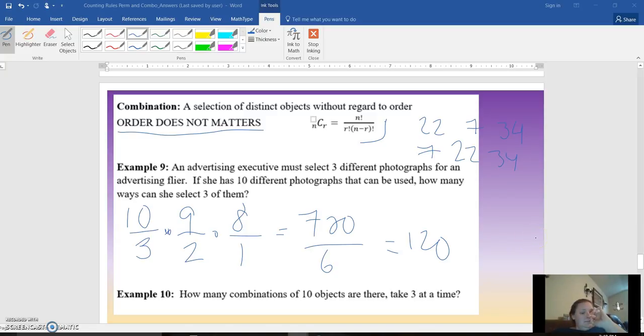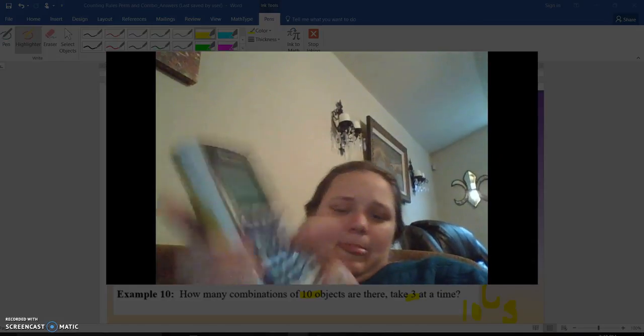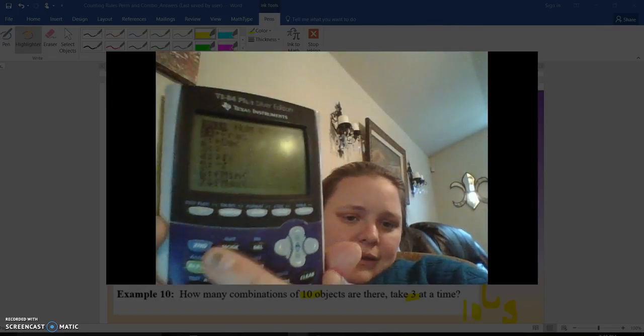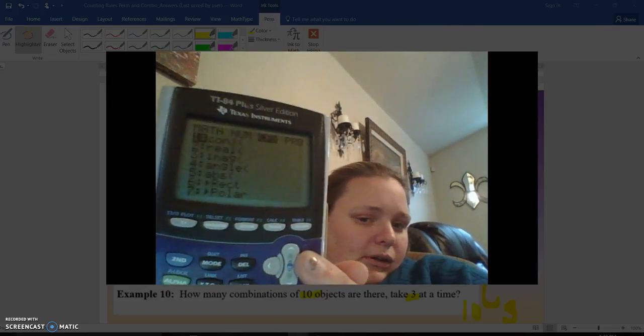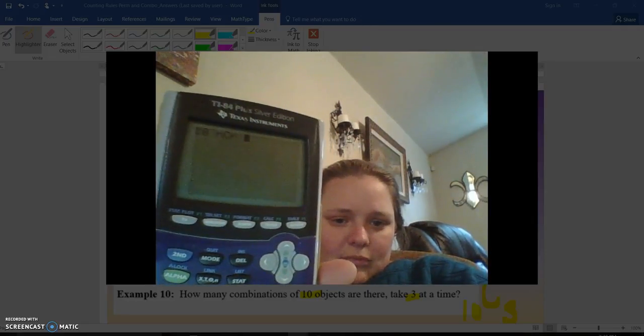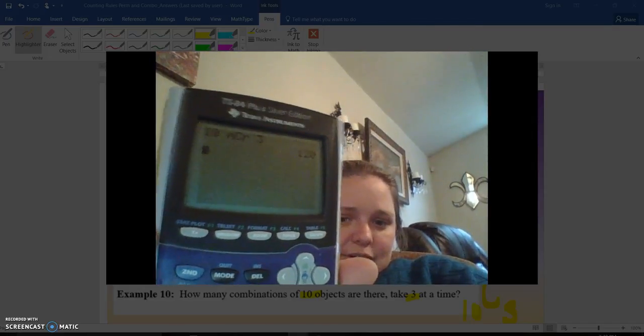All right. Example 10, how many combinations of 10 are there taken 3 at a time? This is the exact same question, except this is a word problem. And this guy is really 10 combo 3. And so let me show you. Type 10 and then math. I'm going to go over to probability, and now we're at combination. And then 3, and so I get 120.